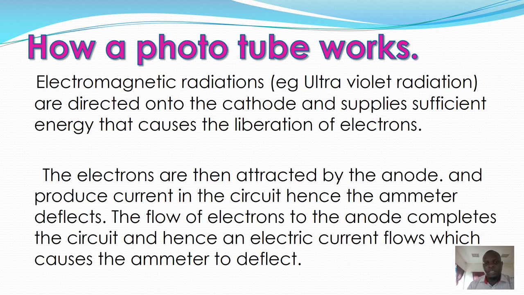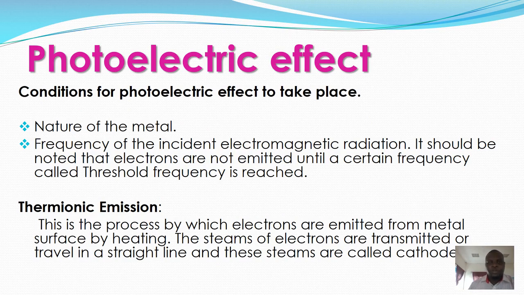When light falls on the photoelectric surface, it will liberate electrons which will flow around the circuit, hence conducting current. So we have some conditions for the photoelectric effect to take place. We have the nature of the material or metal. We normally use zinc sulfide as a photoelectric material because it can really emit electrons. We also have another condition, which is the frequency of the incident electromagnetic radiation. It should be noted that electrons are not emitted until a certain frequency called the threshold frequency is reached.